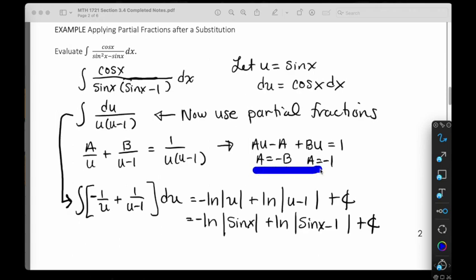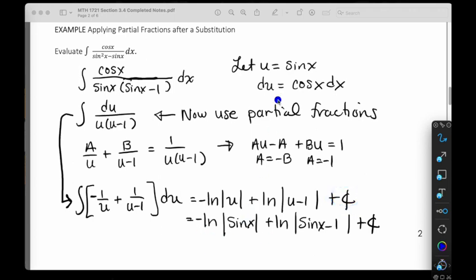And when I solve for a and b, I get that a needs to be equal to negative b, so they've got to be the same value but opposite signs. And then you'll find that a is negative 1 when you solve this. So that means a is negative 1, which means b is positive 1. When I go back and replace that, I get negative 1 over u plus positive 1 over u minus 1. And I'm going to integrate these two fractions. And so now I have minus the natural log of |u| plus the natural log of |u - 1| plus the constant.